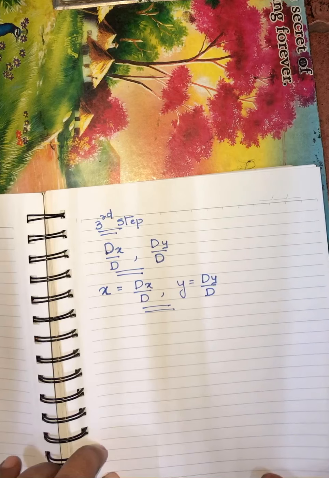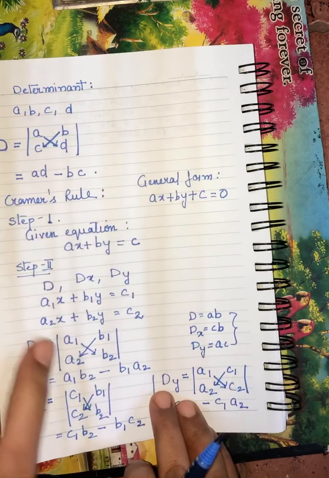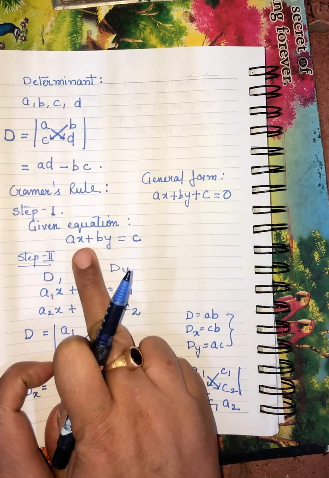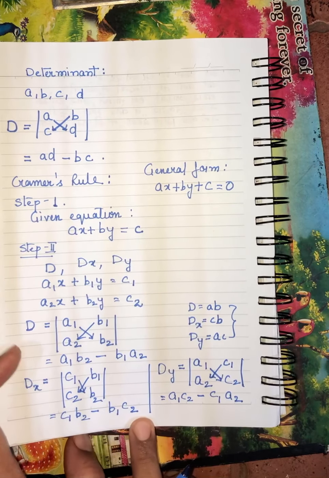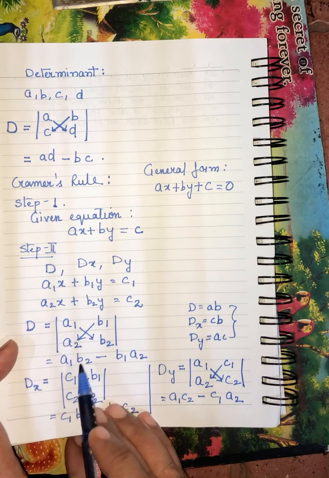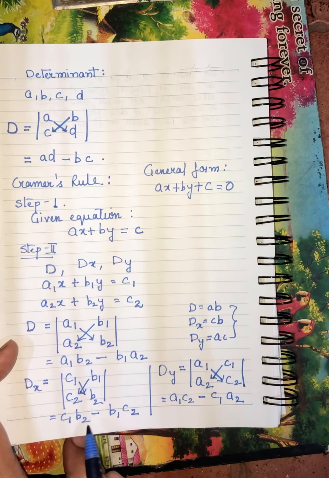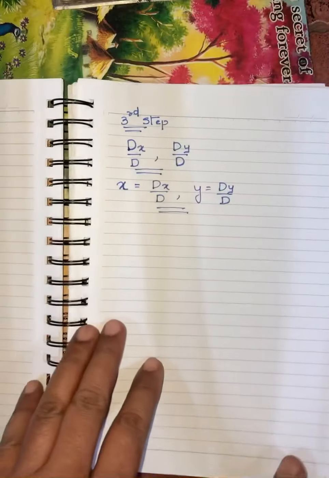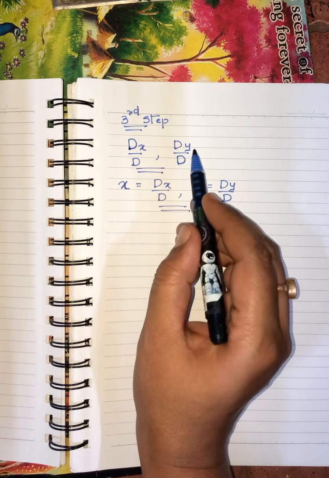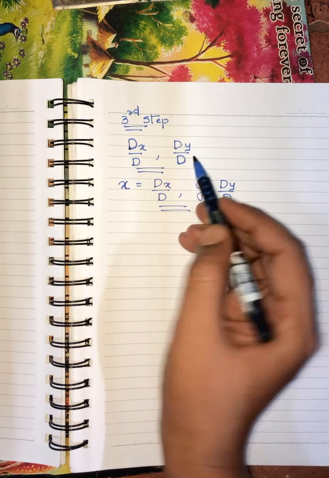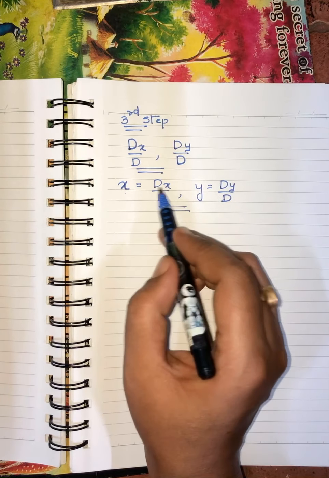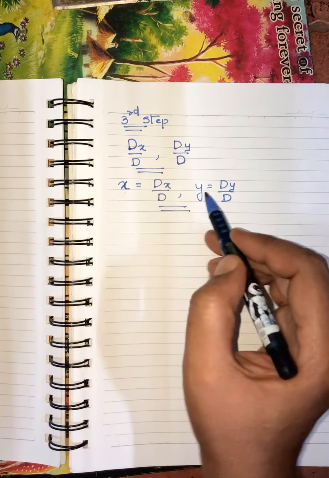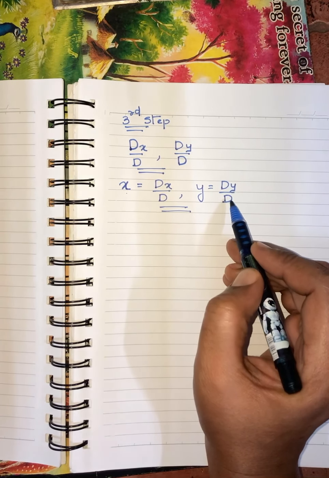So children, 3 steps we have. The first step, write the given equation in the form of ax plus by is equal to c. The second step to be followed is the d has to be written in this manner, dx in this manner and dy in this manner. And the third step is, after finding dx upon d and dy upon d, we will find the values of x and y. That is, x is equal to dx upon d and y is equal to dy upon d.